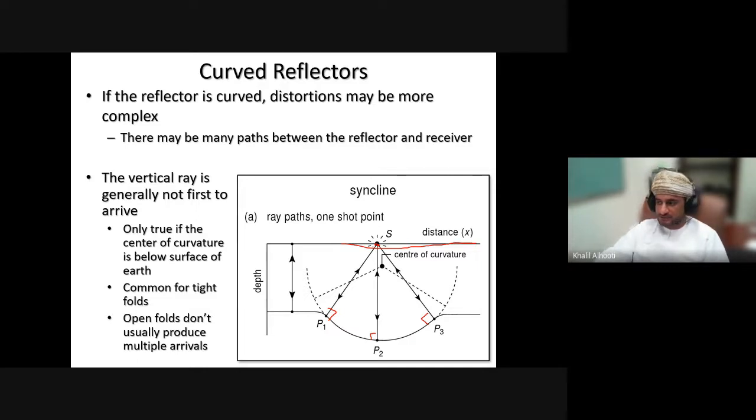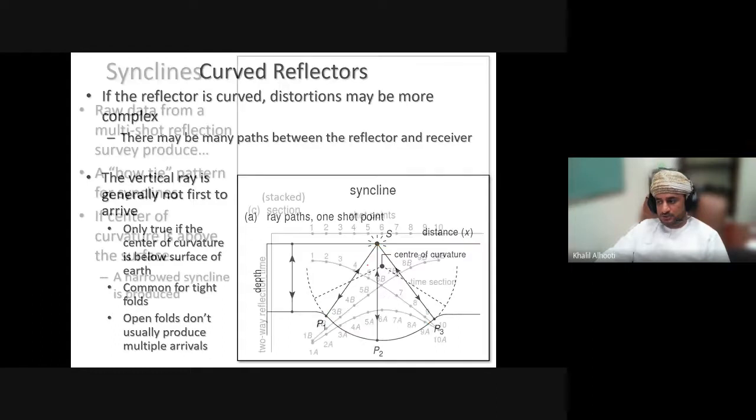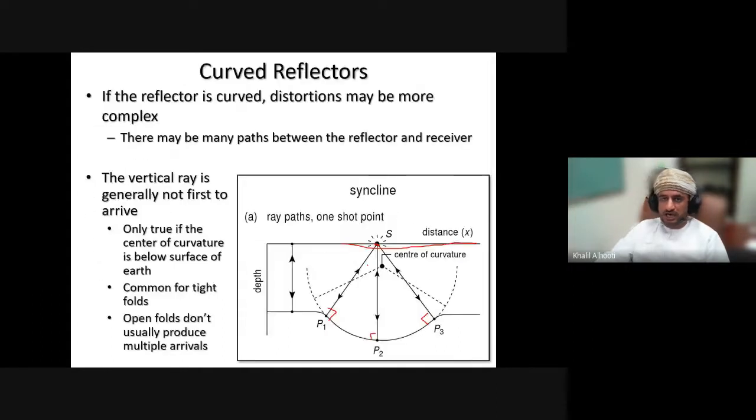There are 3 different points. All these points can generate energy. If there is a source and receiver in the same exact point here, the receiver will receive 3 different wiggles. So it's hard to determine from where this wiggle came.